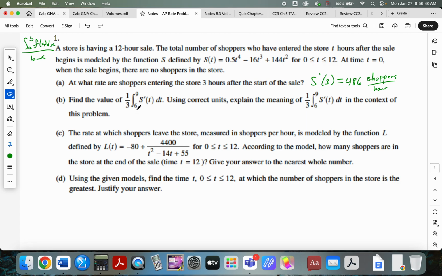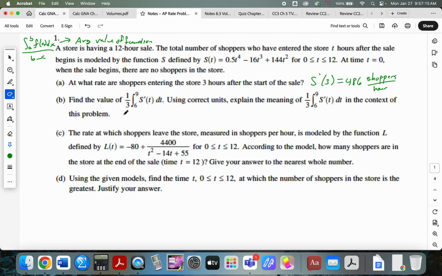So this one tied people into all kinds of knots, because they were like, if you're asking for the average rate of change, why didn't you just come out and say it? Well, this whole thing ends up being the average rate of change. This is the average value of the function. But if your function is a rate of change, you're getting the average rate of change.